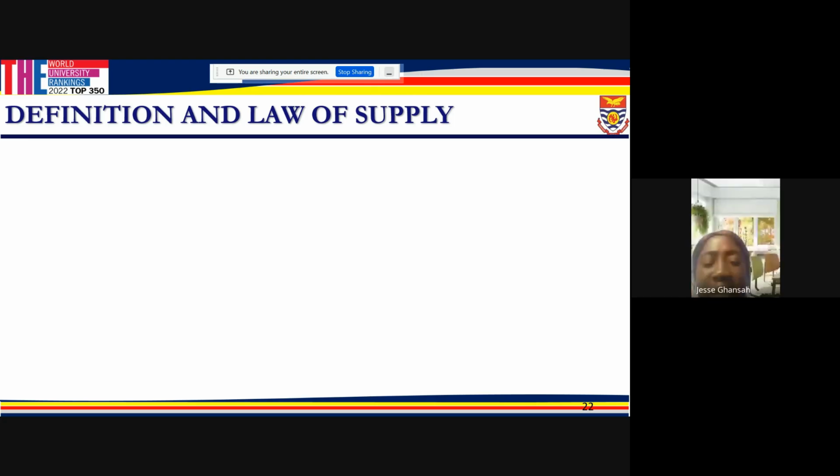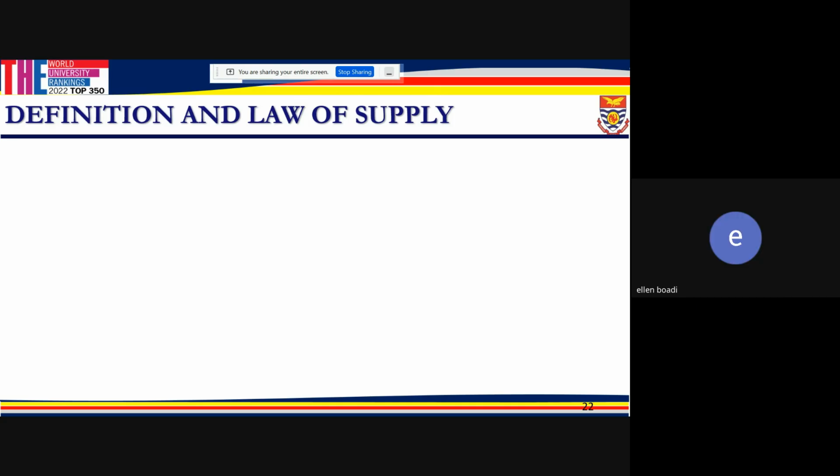Okay. All that we have done so far is look at the behavior of consumers. Now let's turn our attention to the behavior of sellers or producers. For a consumer, because we are rational, when the price increases, we want to buy less of it. When the price falls, we want to buy more of it.